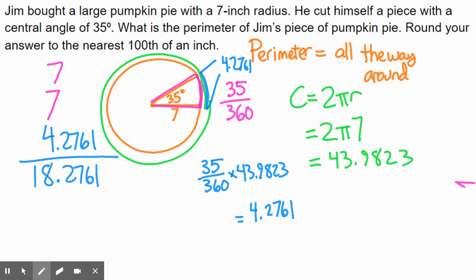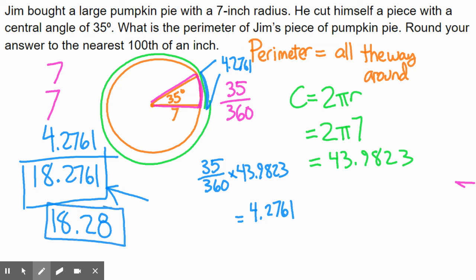So that's the perimeter, because I know you're going to want to know that at some time. That's not to the 100th. That's to the 10,000th. So the actual answer is 18.2, round that up, 8. 18.28 inches is the perimeter of Jim's piece of pumpkin pie. How about that? All right.